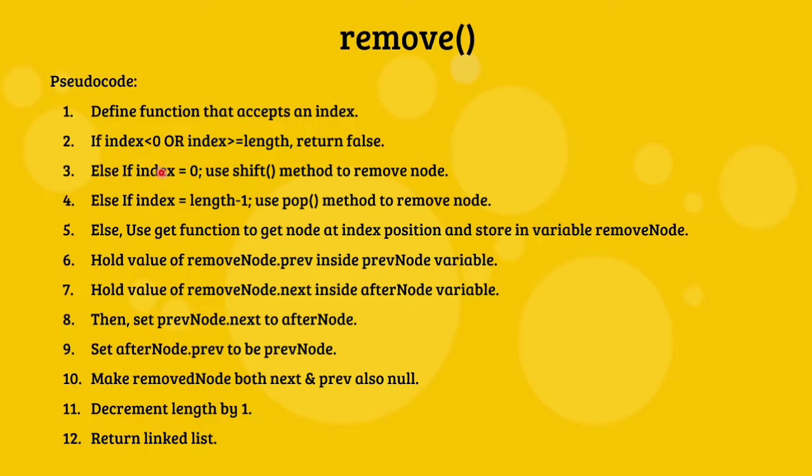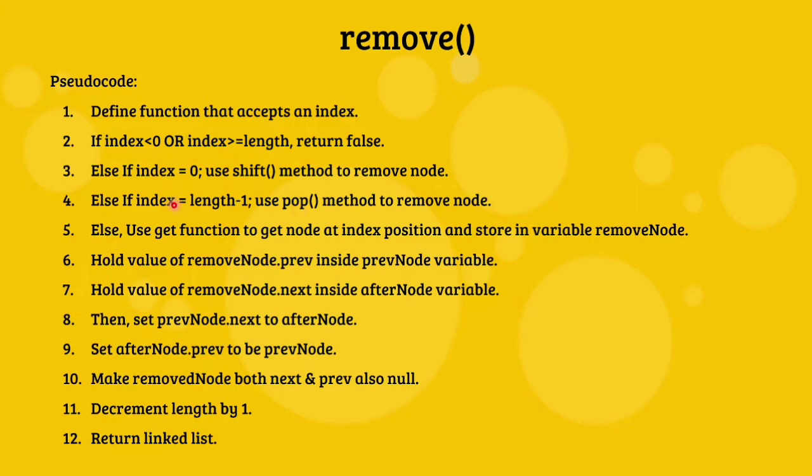Else if we will write index is equal to 0, that means we want to remove our node from the starting of the list. Means we can use the shift method. In the else if part, again we will check if our index is equal to length minus 1, so we want to actually remove the item from the last index. At that time, we can make use of the pop method.